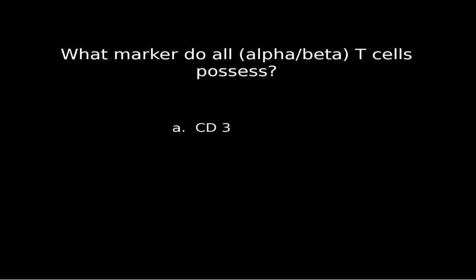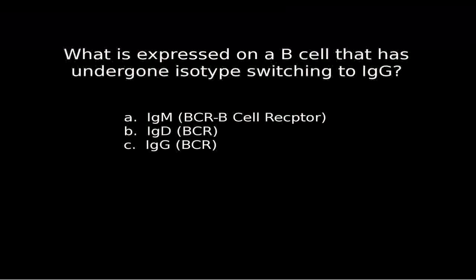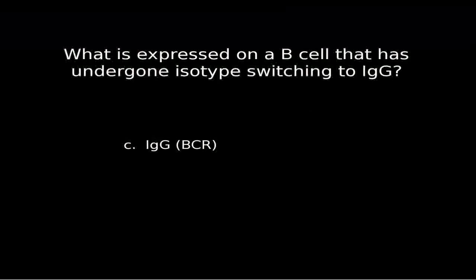And that's CD3, right? Because you have some CD4 positive, some CD8, but CD3 is the T cell receptor marker. Question number 3 is, what is expressed on the B cell that has undergone isotype switching to IgG? We talked a little bit about that, but again, it's essentially what marker is it, and it's the IgG marker, and that's C, IgG B cell receptor.